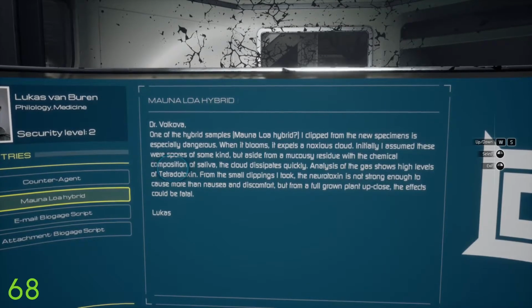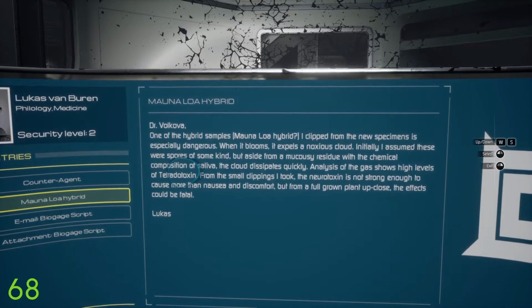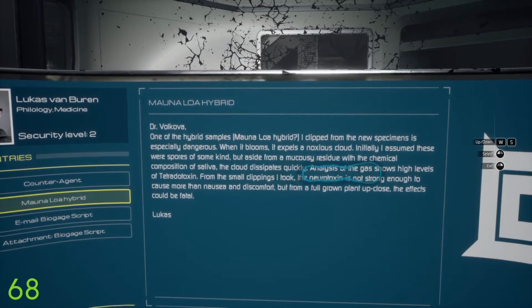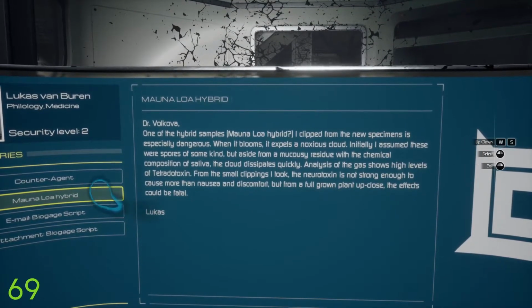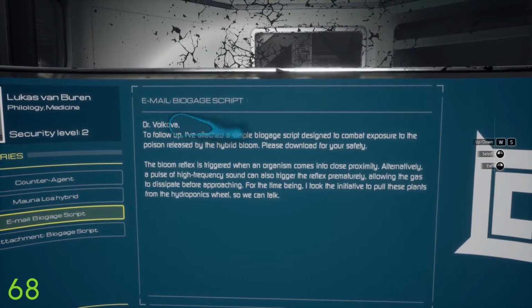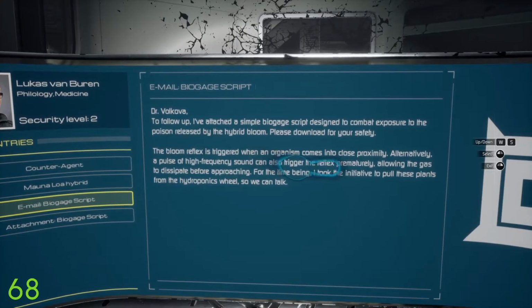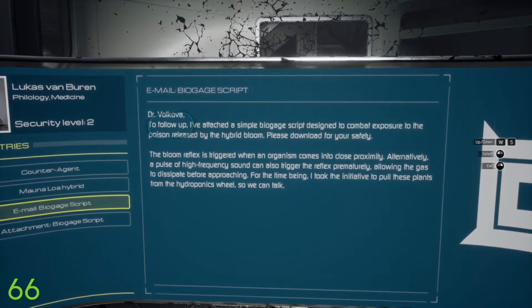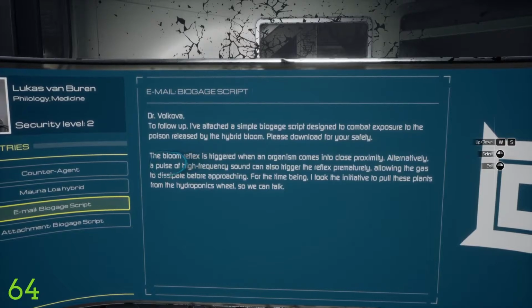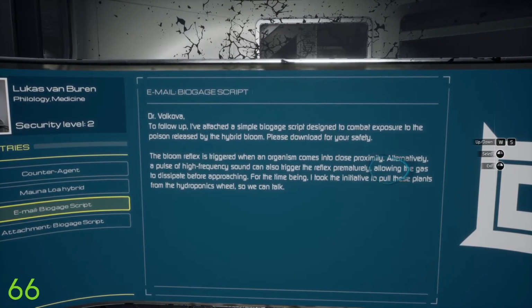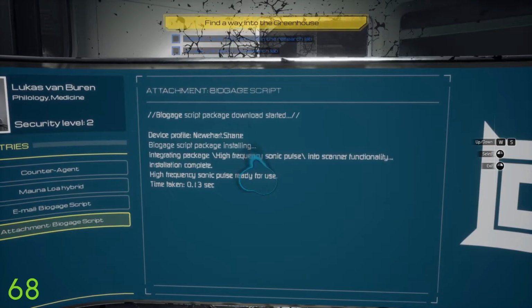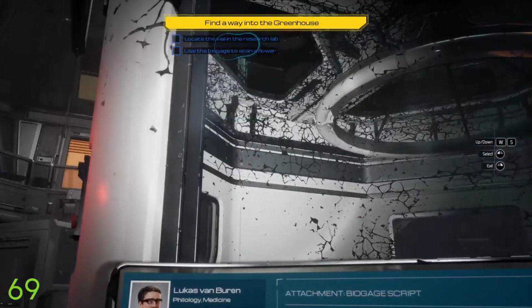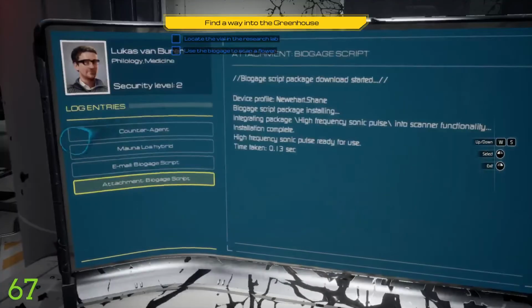Analysis of the gas shows high levels of tetrodotoxin. From the small clippings I took, the neurotoxin is strong enough to cause more than nausea and discomfort. From a full-grown plant up close, the effects could be fatal. Good to know. He coded a biogauge script. Lucas and Ina both knew this could happen. To follow up, I have attached a simple biogauge script designed to combat exposure to the poison released by the hybrid bloom. Please download for your safety. The bloom reflex is triggered when an organism comes into close proximity. Alternatively, a pulse of high-frequency sound can also trigger the reflex prematurely, allowing the gas to dissipate before approaching. For the time being, I took the initiative to pull these plants from the hydroponics wheel so we can talk. Software updated, not Orochi certified, but if Lucas was correct, a quick scan with the biogauge should trigger the plant's bloom with a high-frequency pulse.